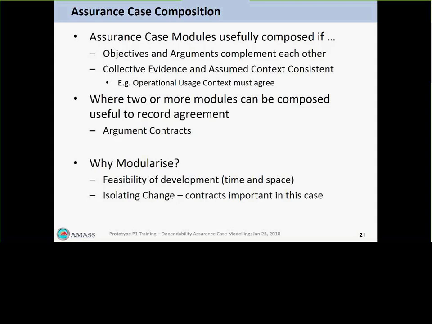And why are we going with this? Well, feasibility in the development, in time and space. It's easier, we can work on parts of the system in parallel and also in space. Imagine you have to make the diagram of the assurance case of a plane. It's going to be huge. It's difficult to see it. If we go in pieces, it's easier. And we can isolate changes. That's why the contracts are so important.